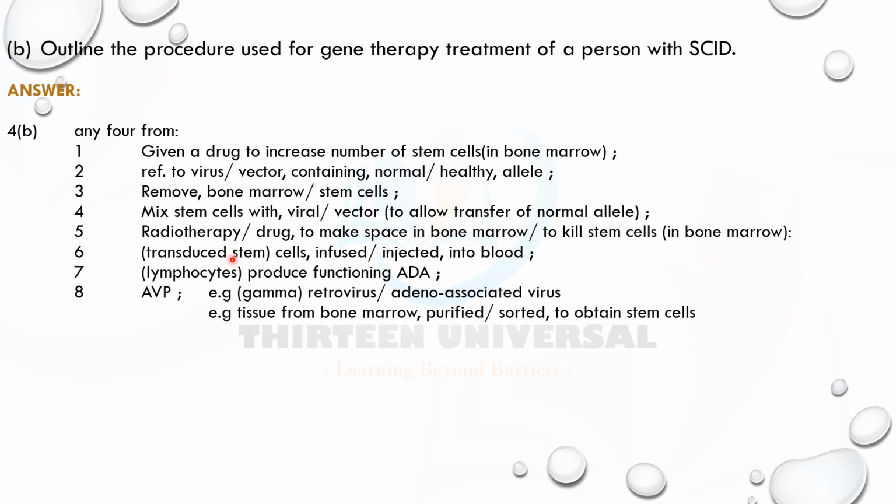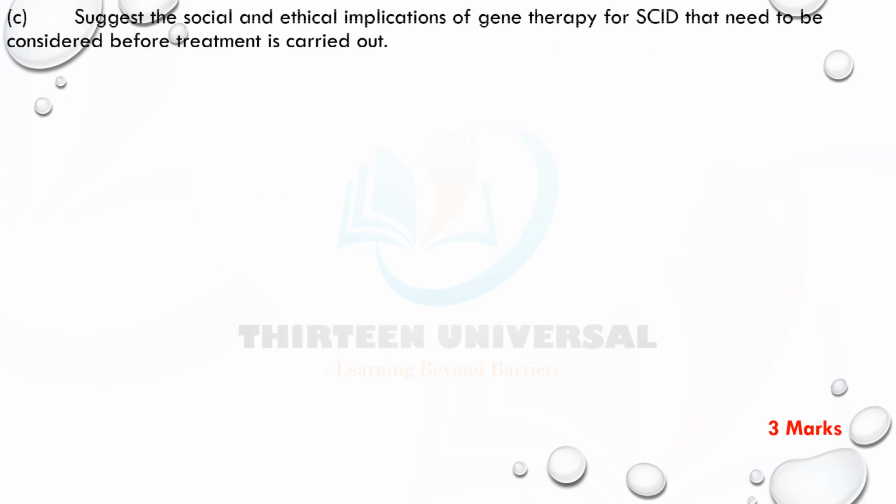So transduced or infused, injected into the blood, the lymphocytes produce this. You can use either gamma or retrovirus, or adeno-associated viruses. Example, tissue from bone marrow, purified, sorted. So please don't forget the procedure. All right, so next question.